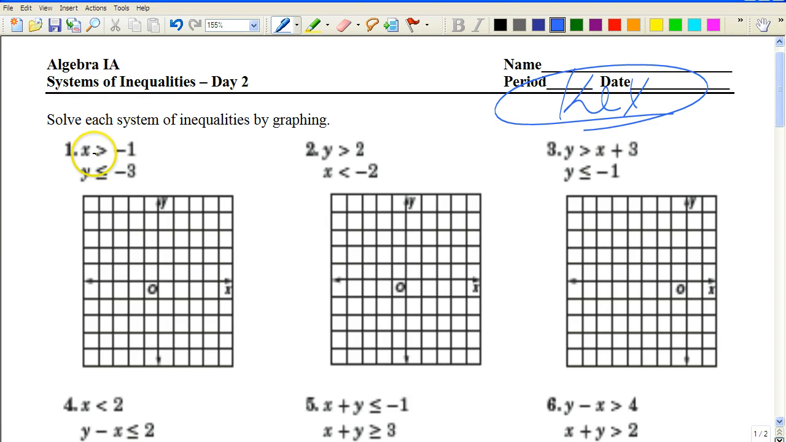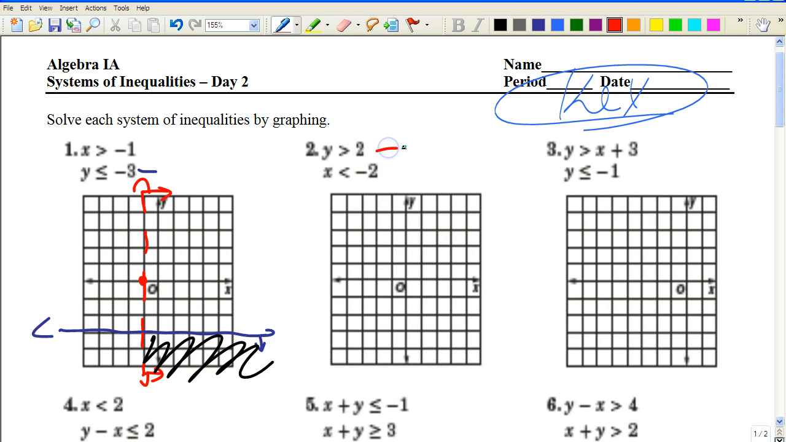Anyways, so x is greater than -1. X is greater than is going to be a vertical line at -1. So we put a dot at -1, and it's going to be dashed. And it's greater than, so we shade to the right. I'm not going to shade right now, I'm going to shade at the end. So this guy is going to be -3, solid line, and it's less than, so we're going to shade down. So the final area that we shade is just down there.